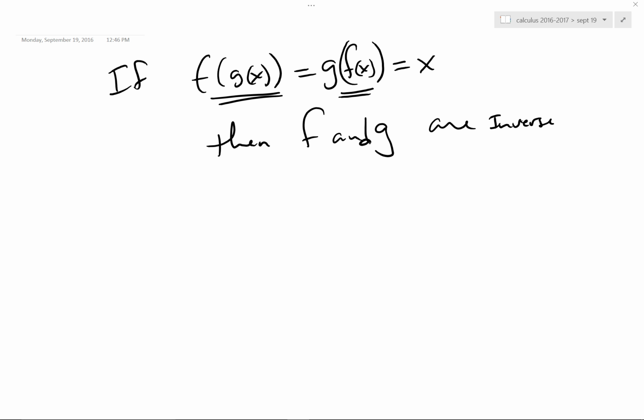Okay. Do you need a calculator? Nice. Hey, here's a function. F of x equals sine of x.